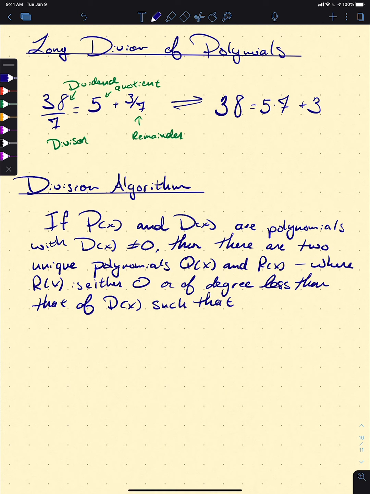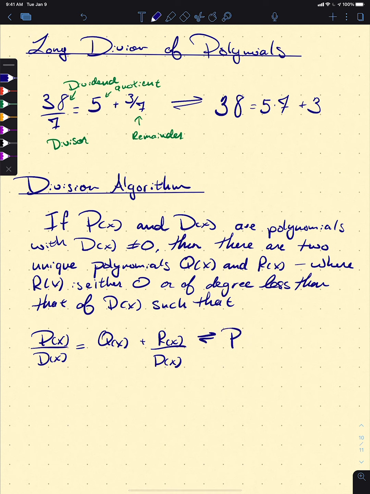And then here's where we translate the previous thing. If we write p of x divided by d of x, that's equal to q of x plus r of x over d of x. And just as we can rewrite this statement, so too can we rewrite this statement in our alternate notation. That's p of x is equal to q of x times d of x, plus r of x.